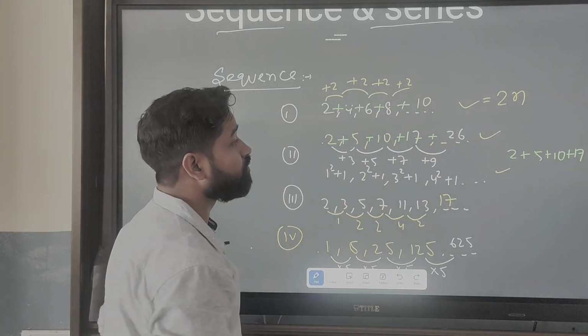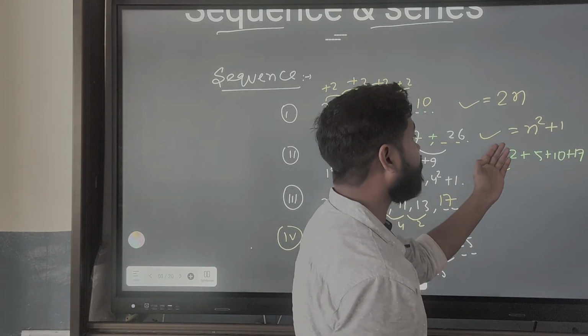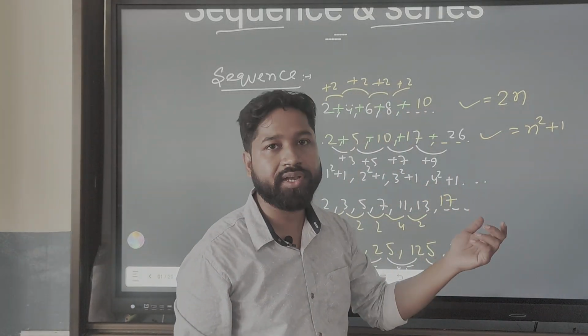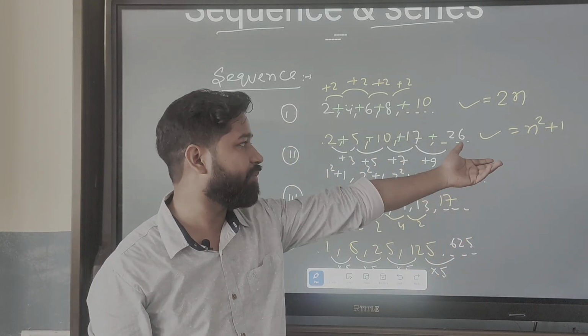Even for this one also, we can write it as what? That's n square plus 1. This is nothing but n square plus 1. So is that a sequence? Yes. Can we represent that mathematically? Yes, we have done that.